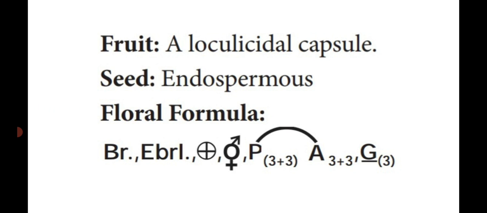Next one, androecium, 6. Stamens are 6, arranged in 2 whorls, 3 plus 3. But they are epitepalous. That means androecium is attached to the perianth. Then gynoecium, 3. Axile placentation, attached, syncarpous, so within the bracket. Superior ovary, so we have to draw a line at the base. So this is the botanical description of Allium cepa.